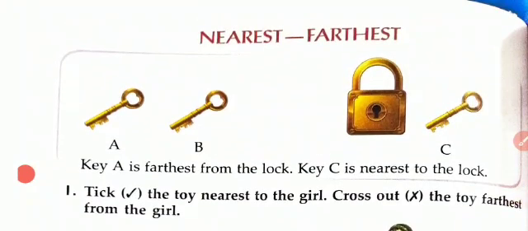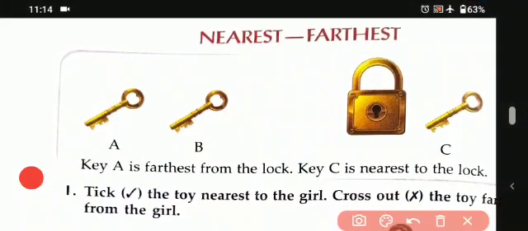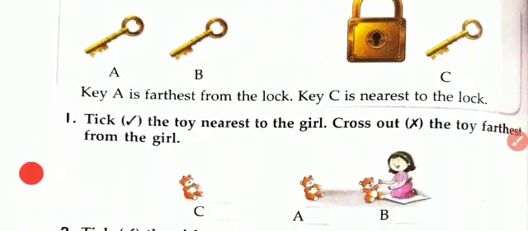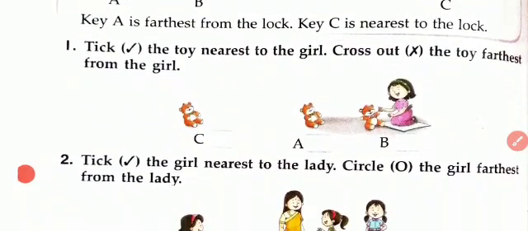So now again we have nearest or furthest. So here is a lock and three keys. Key A is furthest from the lock. Key C is nearest to the lock. So we can see here there are three keys and two keys are away from the lock and one key is nearer to the lock. So as it is, we can do the exercise over here.